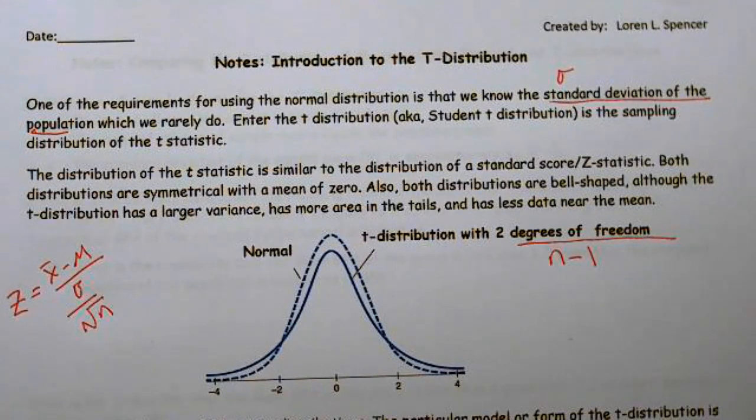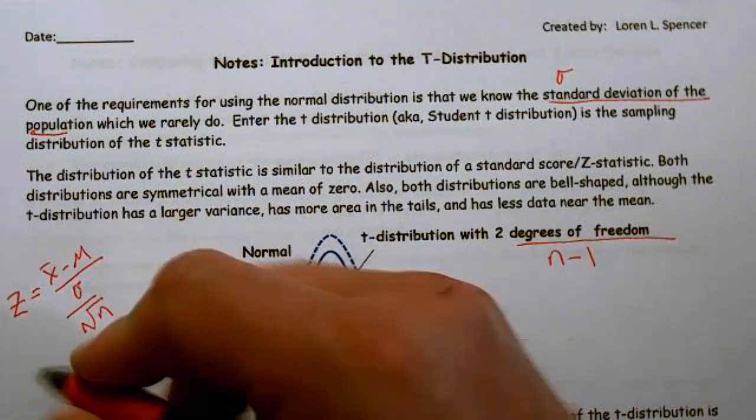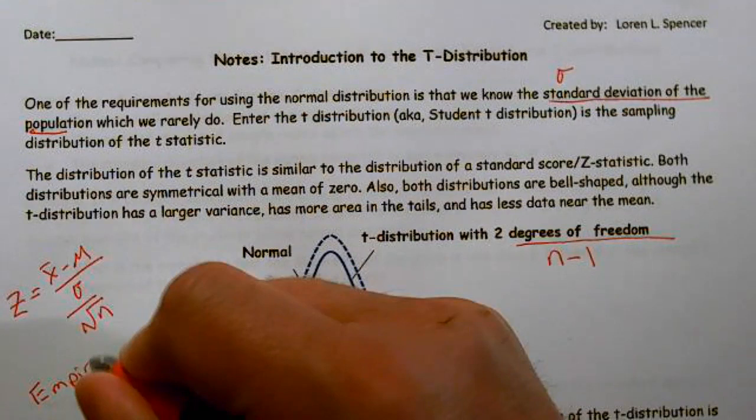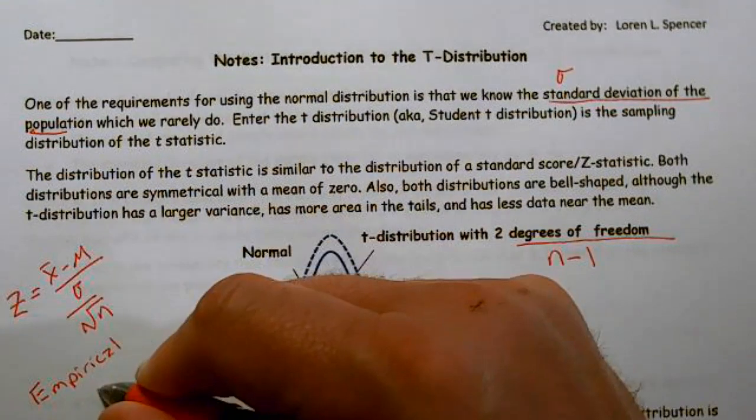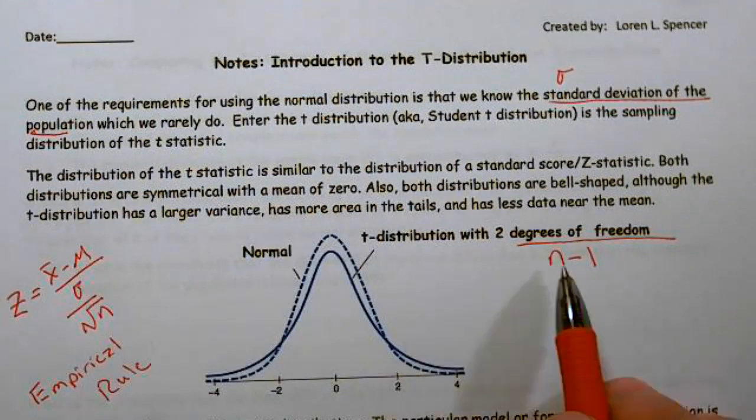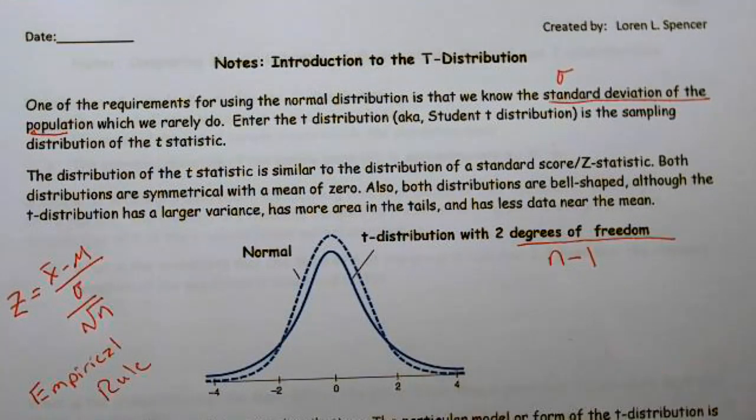That's different than the normal, which had the empirical rule. And remember, the empirical rule had the same probabilities regardless of the sample size. It was tied to the actual mean and to the standard deviation. With the t-distribution, there's a different one for every single degree of freedom or every single sample size.